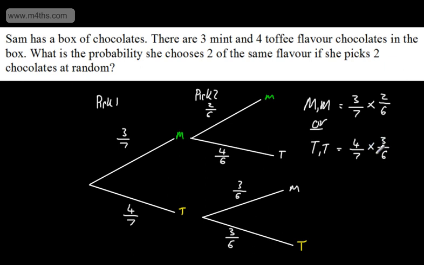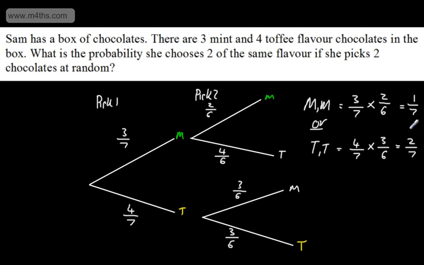The more of these we try and do, the harder it becomes. If I wanted on a third pick another mint, I'd be multiplying that by 1 over 5. So the probability is decreasing. So let's go ahead and work this out. Now I can see that I've got 6 over 7 times 6, which is going to cancel off, and that's just going to give me 1 over 7. If we look here, I've got 12 over 6, which is going to give me 2. 2 over 7, we end up with 2 over 7.